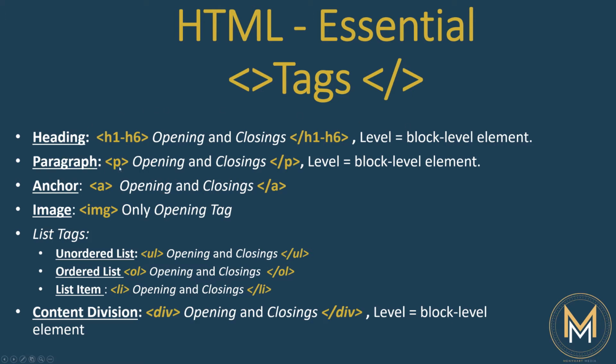Paragraph tags also have an opening and a closing tag. Anchor tags, opening, closing tag. The image tag has only an opening tag. Now there are two kinds of list tags. An unordered list tag with an opening and closing tag, and an ordered list tag, also with an opening and closing tag. Now, unordered and ordered lists need list items, and list items will always be between the opening and the closing tag.